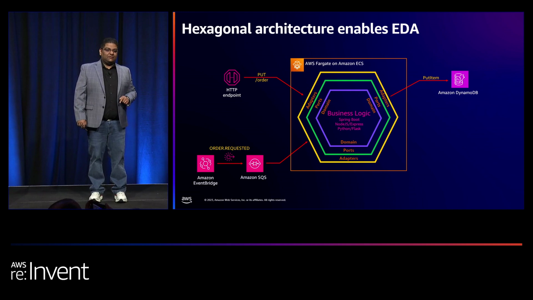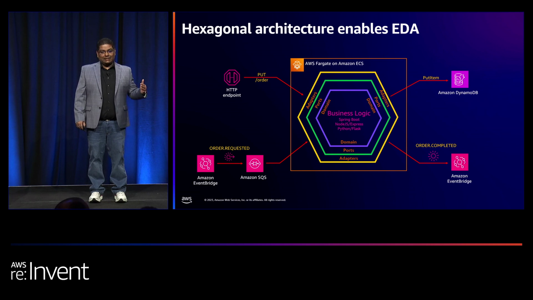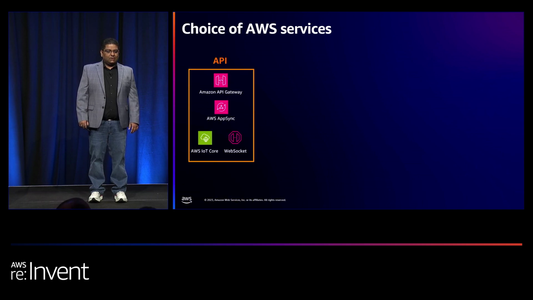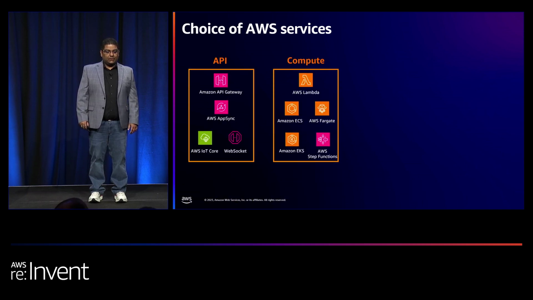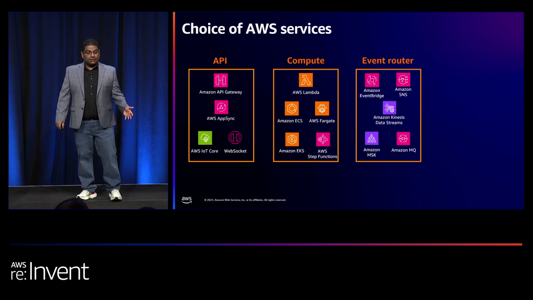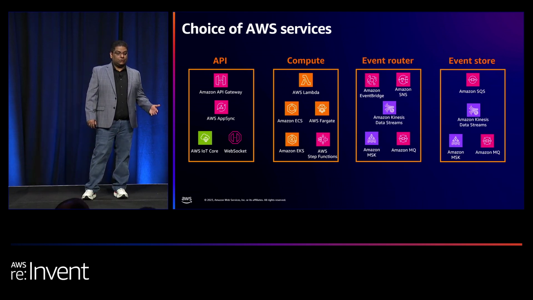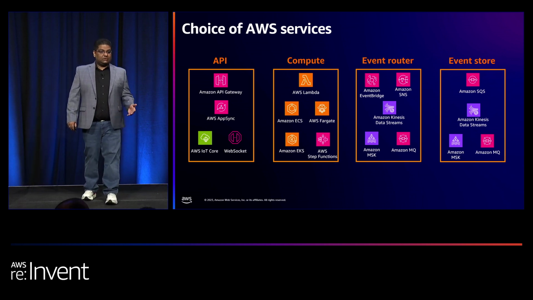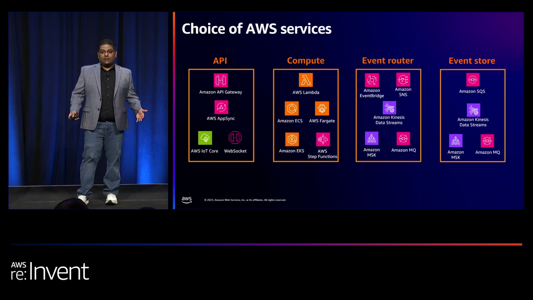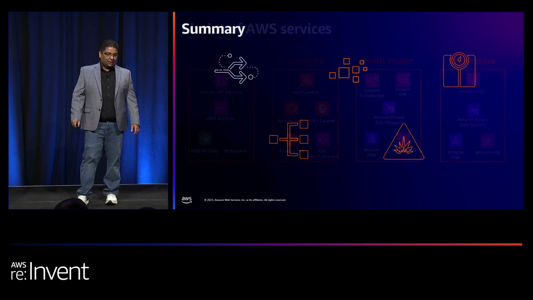I can extend this kind of setup to have, instead of /order as an input coming in, Amazon EventBridge sending it to an SQS queue, and that becomes my order requested event, and then an adapter which sends an event back to EventBridge called order completed. So these are the choices. Now, the choices of AWS services are not limited to what we have shown here. You can have any kind of compute service, any kind of API service, the event routers also, event stores as well, whatever fits your business. You can use this, but the concept of EDA stays the same.